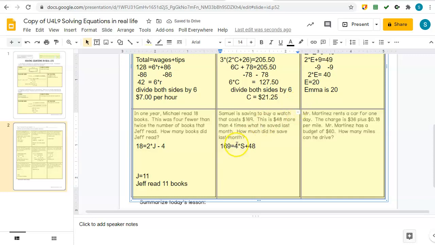So 4 times what he saved last month plus $48 is the 169. When we solve that for S, how much he saved, that is going to be $30.25.